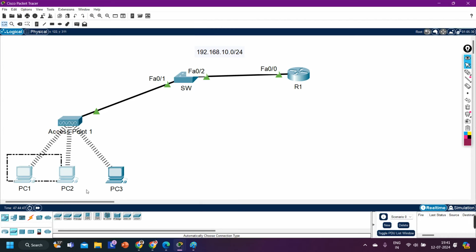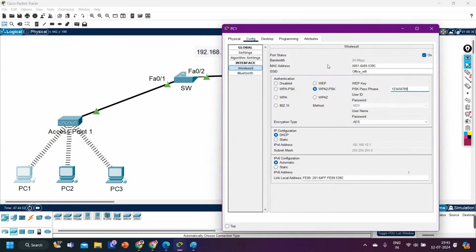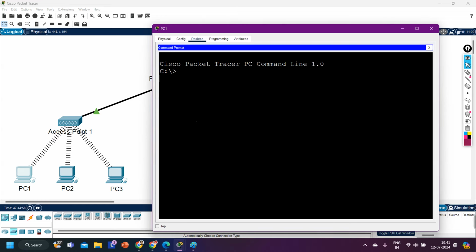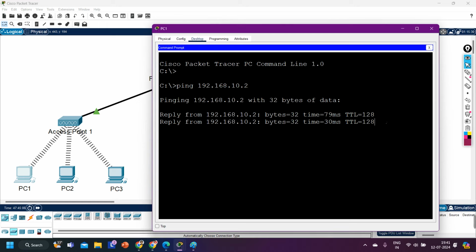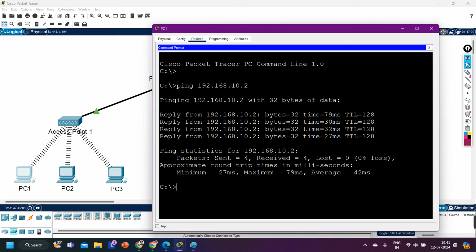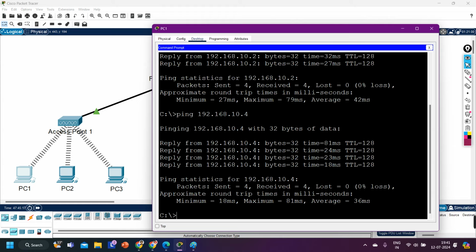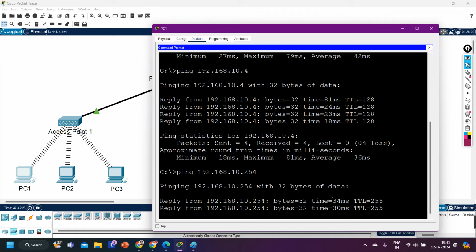And now these PCs can communicate with each other with the help of the access point. Like from PC1 you can ping PC2, ping 192.168.10.2. See, I am able to ping PC number 2. In the same way I can ping PC3 also, ping 192.168.10.4, right? And I can ping my default gateway also, and then I can access the internet as well, ping 192.168.10.254. See, I am able to ping my default gateway as well.